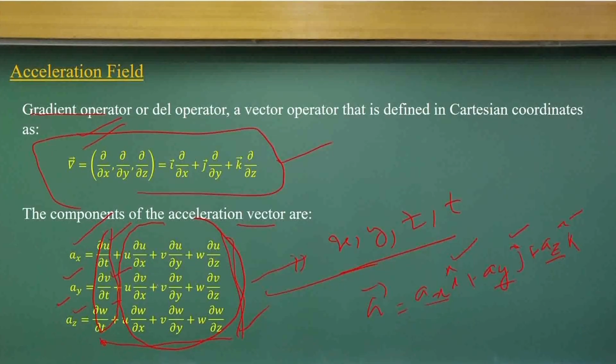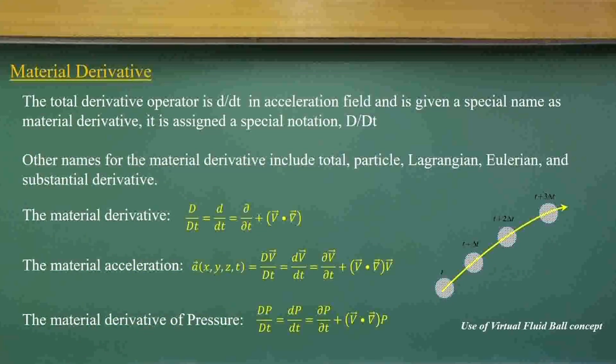If I know this component, I can compute this scalar component using this equation. You can easily remember these equations, which just have a replacement of u, v, w, nothing else, representing the ax, ay, az components. But many times people talk about the material derivative, it is nothing else.